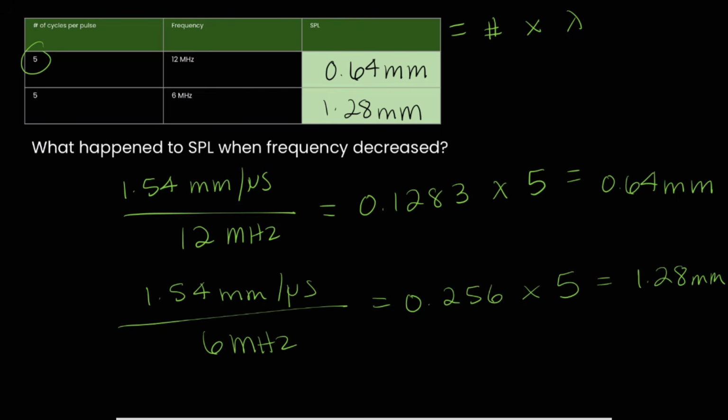And now we can look at the question, what happened to SPL when the frequency decreased? So we see that the frequency got lower, and when we lower our frequency, we see that our wavelengths get longer. So we have a higher wavelength with a lower frequency. And because we have that longer wavelength, we then see that our SPL also increased. By showing this math, we are seeing that when we decrease the frequency, we increase the wavelength, and by increasing wavelength, we get longer spatial pulse lengths.